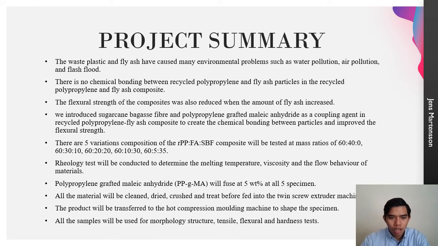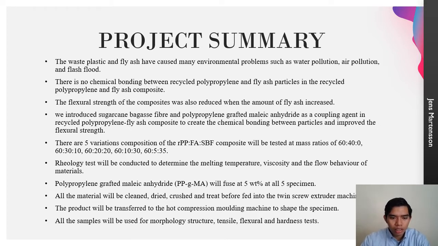So, we introduced sugarcane bagasse fiber and polypropylene grafted maleic anhydride as a coupling agent in recycled polypropylene fly ash composite to create the chemical bonding between particles and improve flexural strength. There are 5 variation compositions of the recycled polypropylene, fly ash and sugarcane bagasse fiber: 60, 30, 10; 60, 20, 20; 60, 10, 30; and 65 and 35.